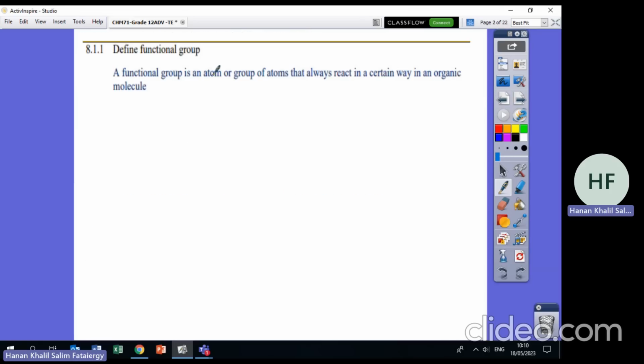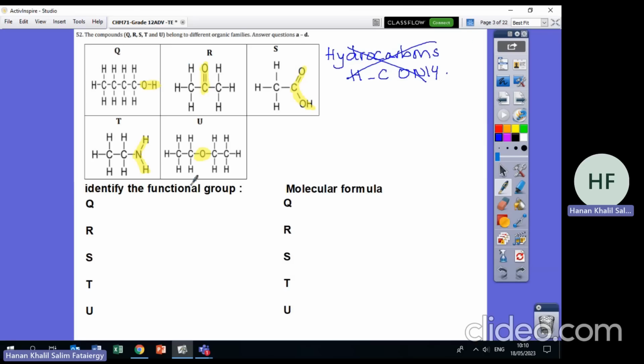So a functional group is an atom or a group of atoms that always reacts in a certain way in an organic molecule. We are still doing organic because we are speaking about carbon compounds, and any compound that has carbon is organic. First of all, I want you to identify the functional group. In Q, the functional group is OH. In R, it is C double bond O. In S, it is C double bond O and OH. In T, it is NH2.